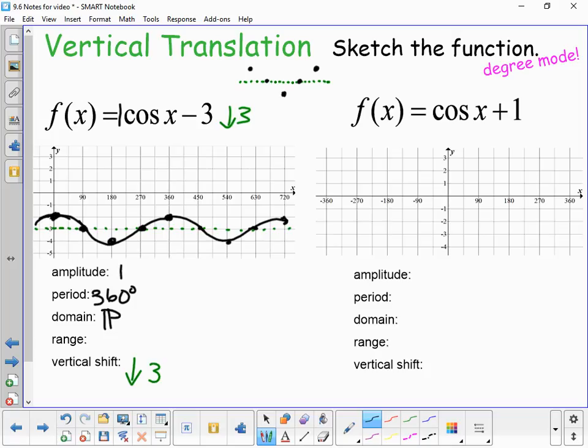So the domain is all real numbers, and the range here would be from -4 to -2. Let's try one more of these vertical translations. So this time we're adding the constant 1, so it's shifting it up 1.